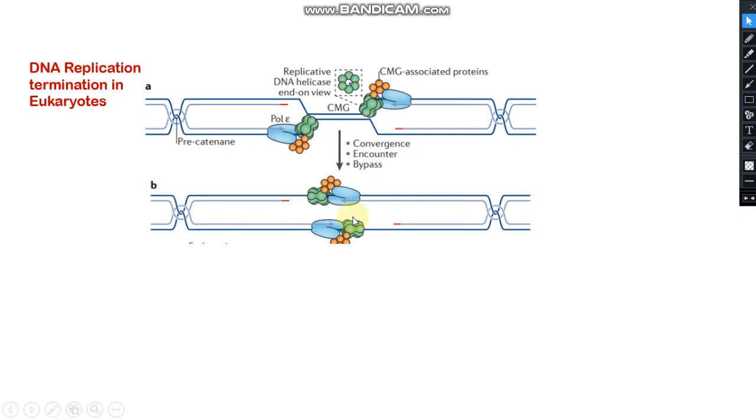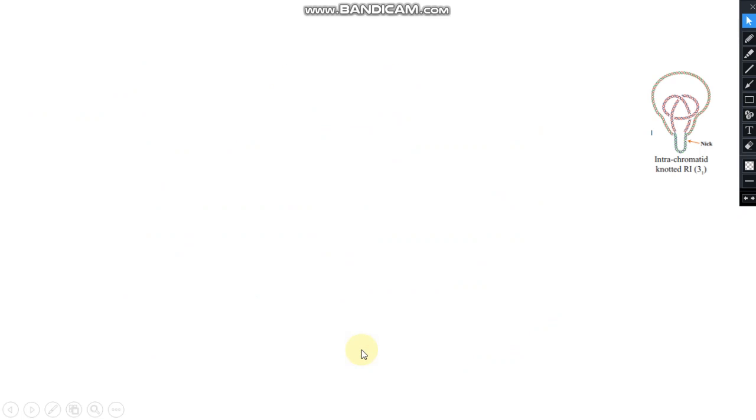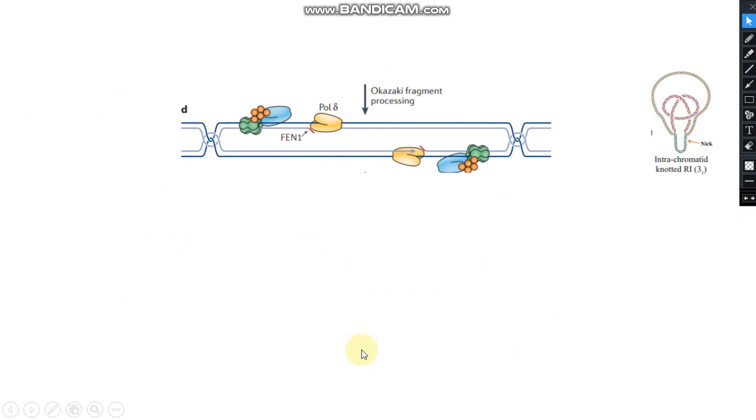In the next step, convergence and bypass occur, where both of the complexes bypass each other. After bypass, the CMG helicases keep translocating. As you see, the bypass has already taken place, and this complex keeps translocating until it passes over the single-stranded DNA and double-stranded DNA junction of the downstream Okazaki fragment. Alright, and then the final Okazaki fragment is processed.